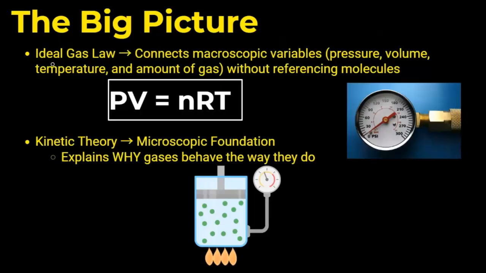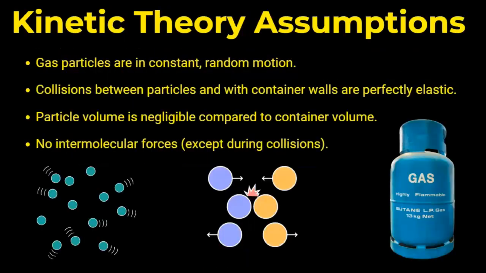We've previously talked about the ideal gas law, which connects macroscopic variables such as pressure, volume, temperature, and the amount of gas without referencing molecules. The ideal gas law states that PV is equal to nRT. The kinetic theory is a model that provides a microscopic foundation and explains why gases behave the way that they do. To understand kinetic theory, we need to understand the assumptions made by this model.